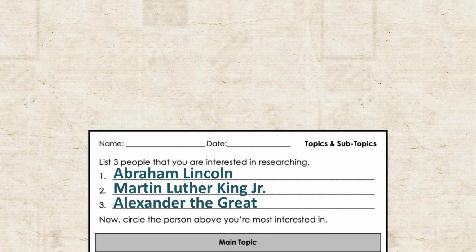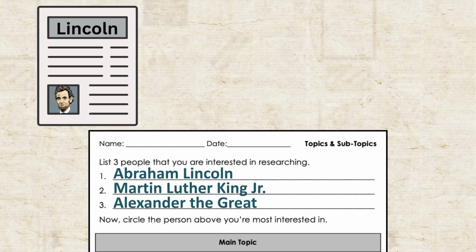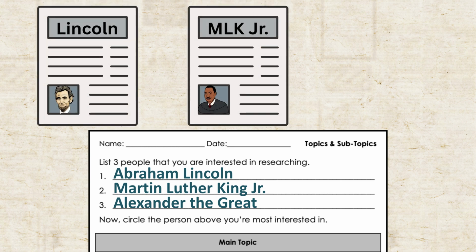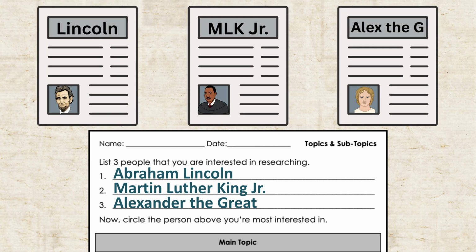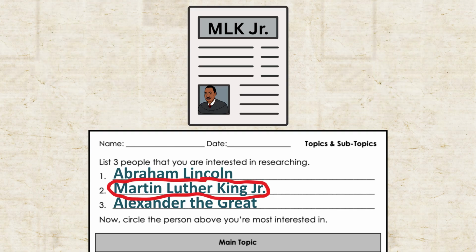After you decided on 3 people you're interested in, I recommend reading a bit on each person in order to make a final decision on who you'll write a biography on. Once you've decided on your person, circle your choice.